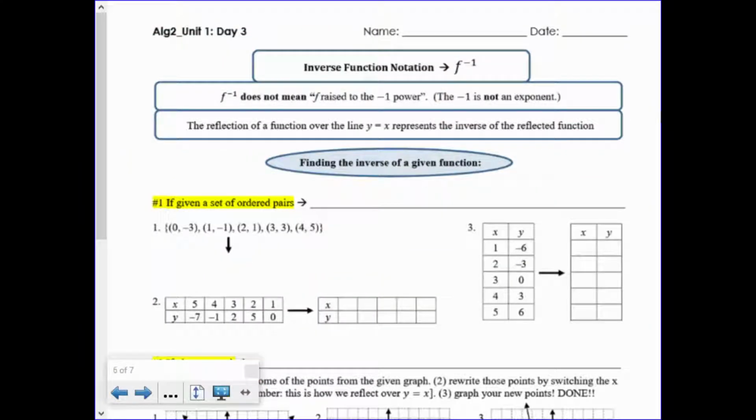Alright, so today we're going to be talking about inverse functions. Wait a second to get your notes.